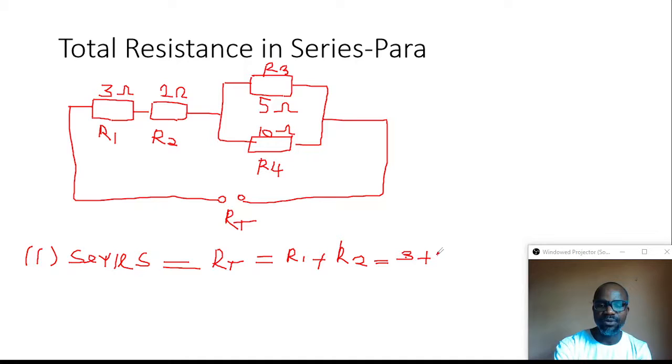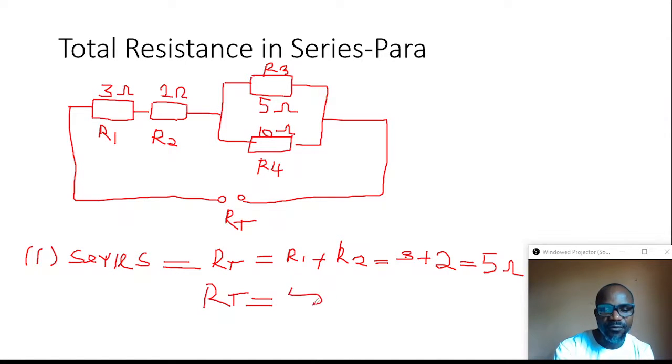When we have 3 plus 2, it is going to give us 5, so this is going to be equal to 5 ohms, all right? 5 ohms. Good. So in series we have that: our RT in series is given as 5 ohms. Great. So we have solved that part.